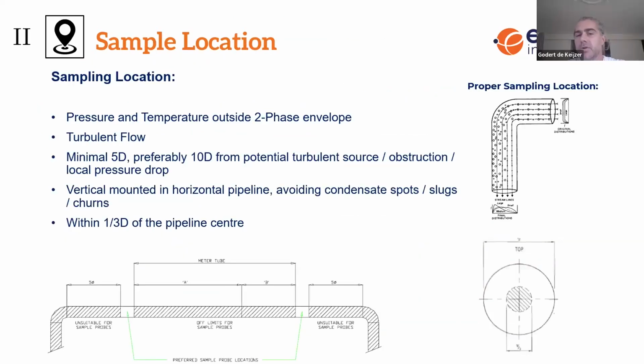The second is sample location. We see that go wrong a lot of the time. Firstly, of course, we see that the homogeneity is expected, but it's not always there. But then the sampling location, there's also standards for this: how far you stay away from a bend or a cause of turbulence in your pipeline. That is very important. A normal rule of thumb is 5 diameters away from a bend.